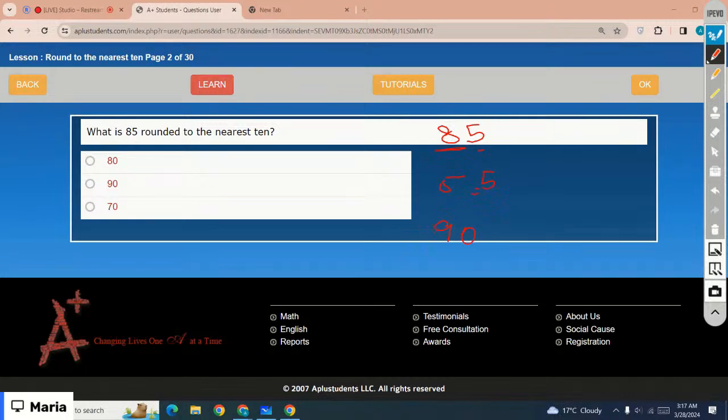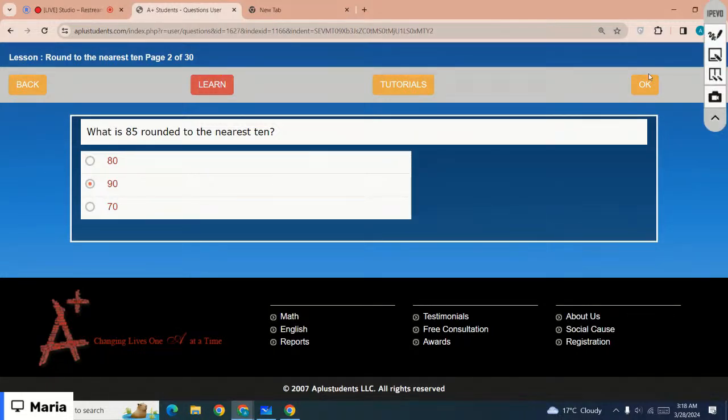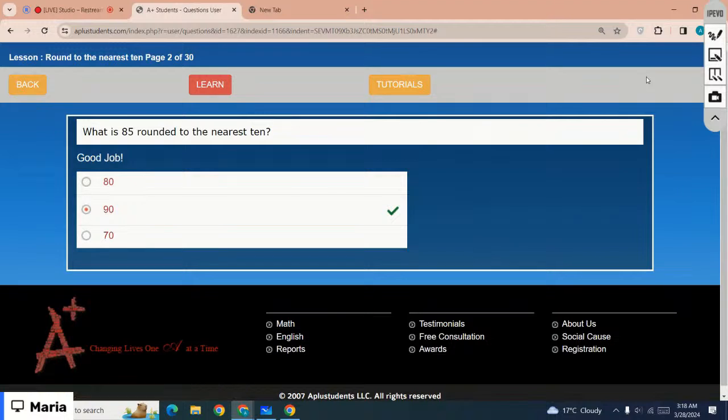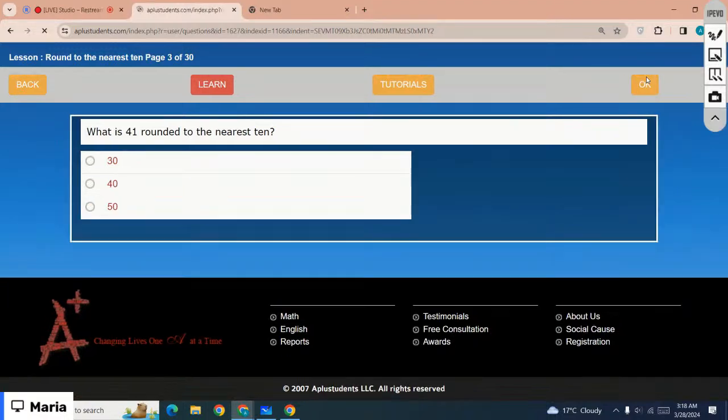So the correct option is 90. You have to round up. The correct option is 90. It is because 5 is exactly equal to 5. Just look at here. The correct option is 90. Got it?